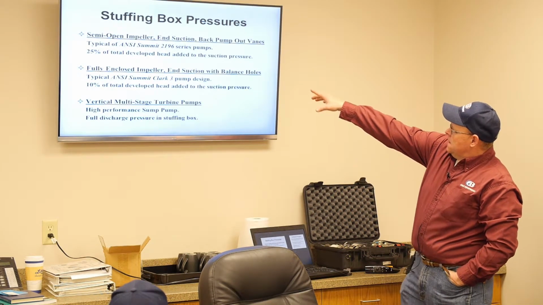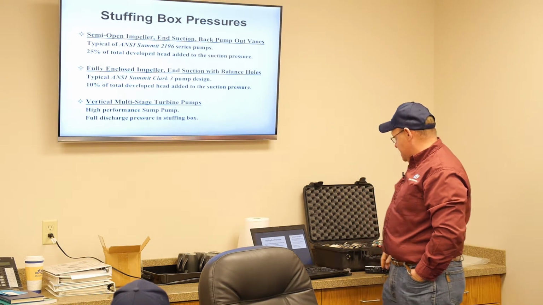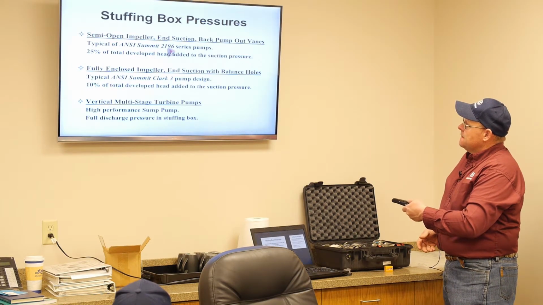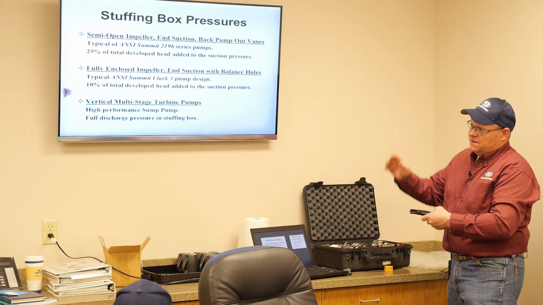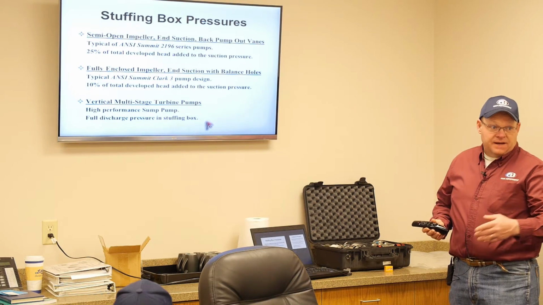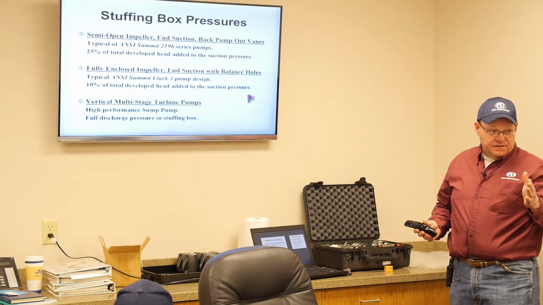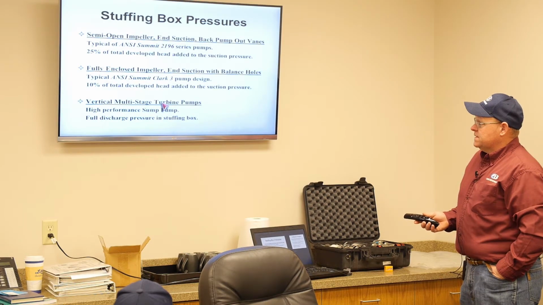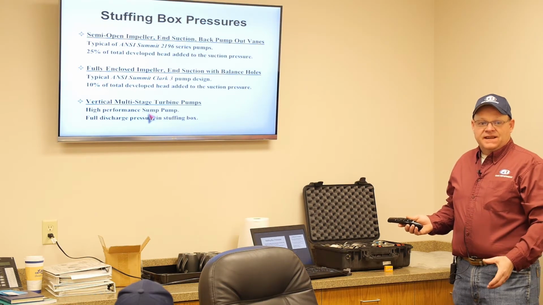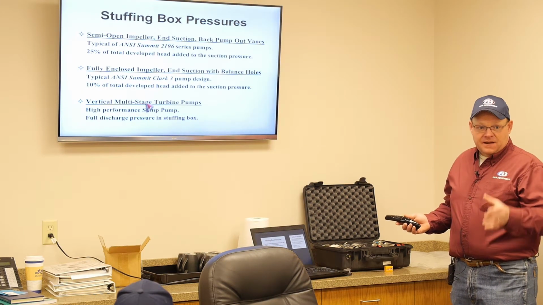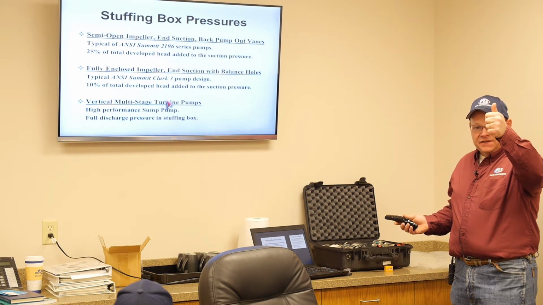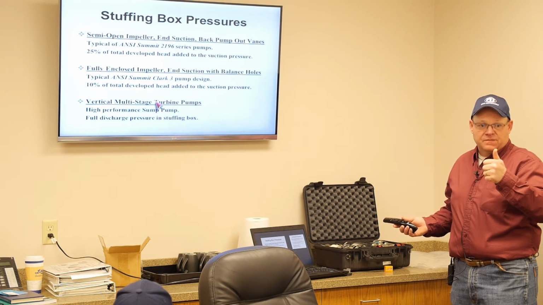So obviously on the ANSI, they're saying it's 25% of the total developed head at the suction. So in other words, the stuffing box is going to see 25% as a general rule. On this one, it's only 10% because of how it sets the clearance on the back. On a vertical stage or a Grundfos or something like that, it's going to see the entire full discharge pressure. If you think about it, there was that line shaft pump. As the impellers were all the way down here in the fluid, as it comes up that shaft, it's going to see the full final discharge pressure.